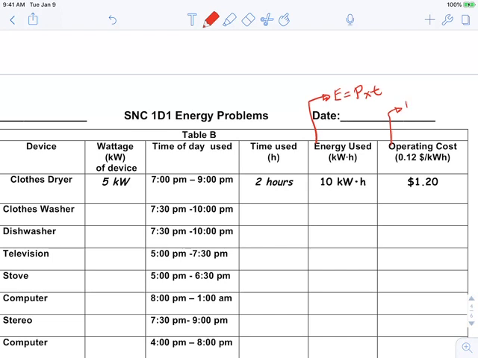This is going to be energy times price. So we just need to take the price, which is, guess what, given to you right here. Our price is always going to be 12 cents. And the energy is what we're going to be figuring out in the column before.